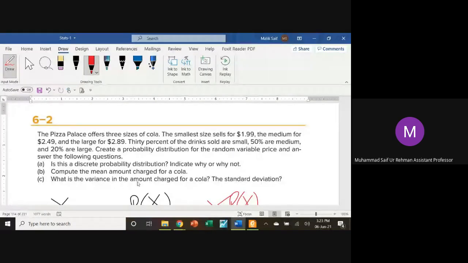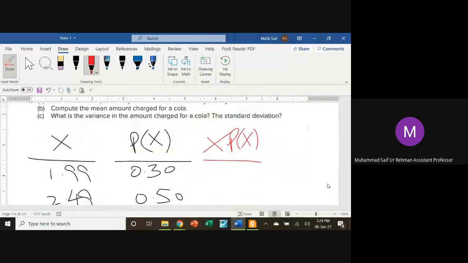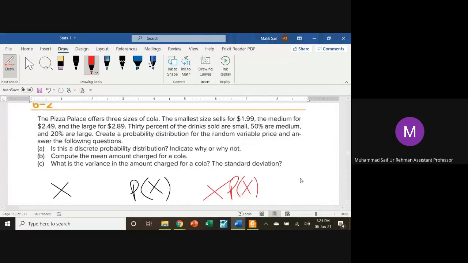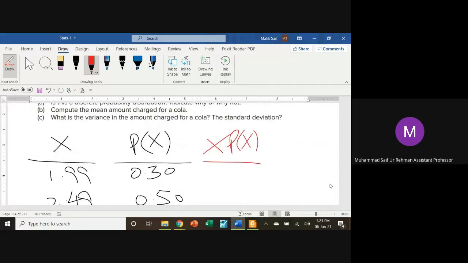And then what is the variance in the amount charged for cola, and the standard deviation? Once you find the variance, you simply take its square root to get the standard deviation. For that you will need the term (x minus mu) whole square into p(x). So you have to write another column for x minus mu, then for (x minus mu) square, and then (x minus mu) square multiplied by p(x). Two columns may be written in between, but for the sake of space I'm not writing them down. I've skipped two columns, but you know this.